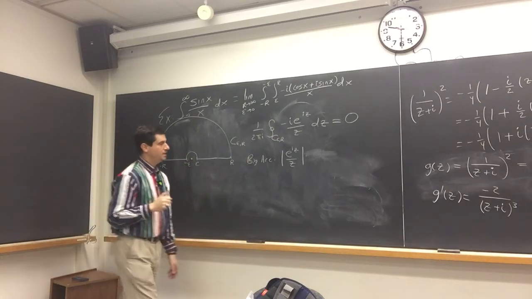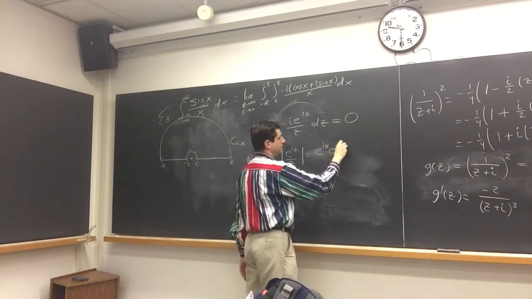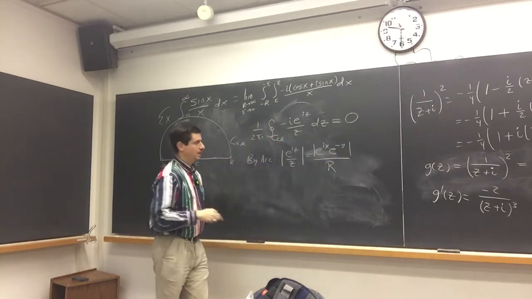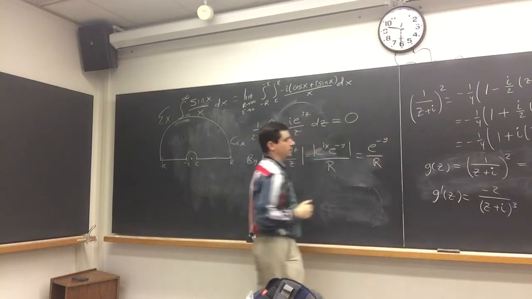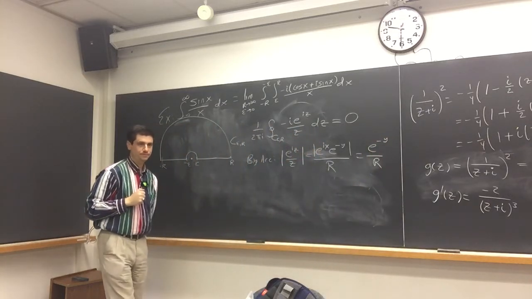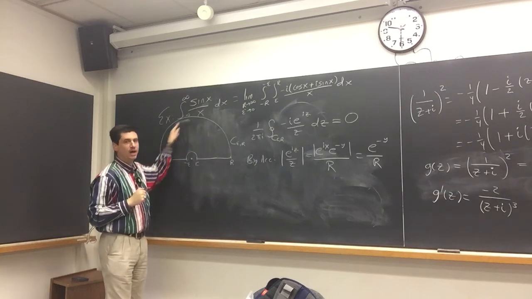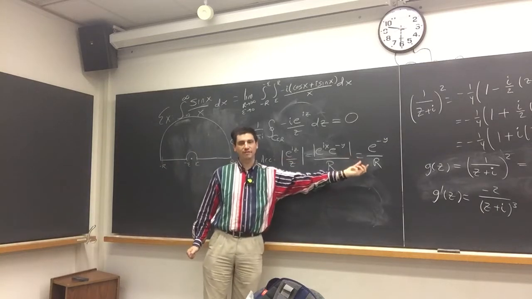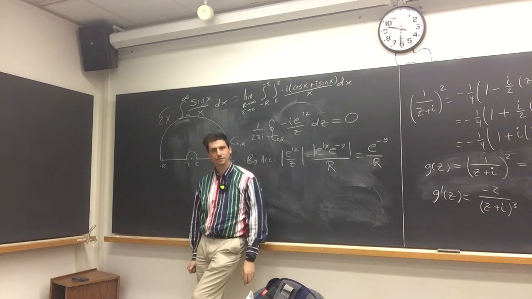I'm going to do it a little slower. This is going to be e to the ix, e to the minus y over r. And this is just going to be e to the minus y over r. So the problem is the length of this is pi r. So when I multiply the bound that works everywhere, when y equals 0, I just lose.